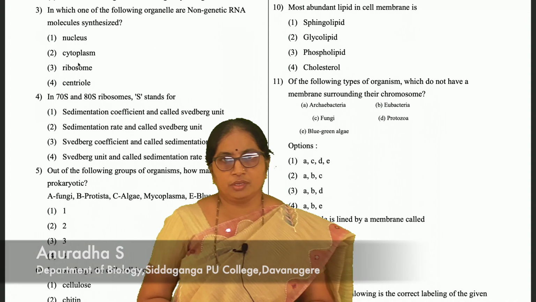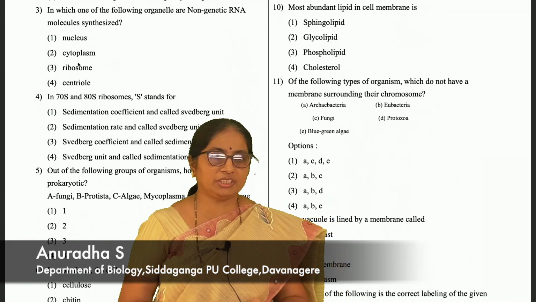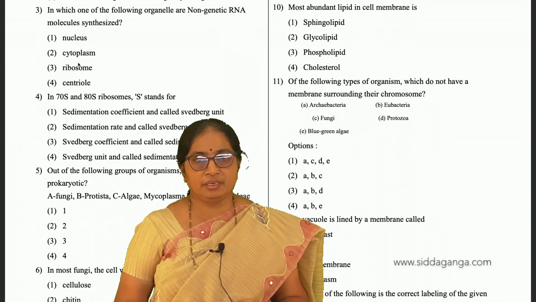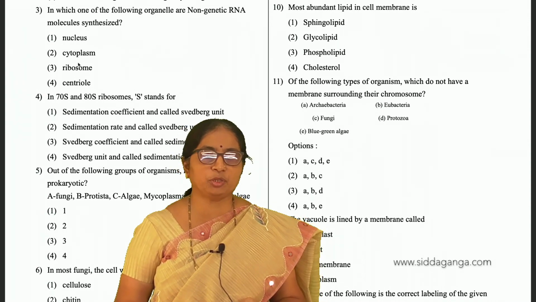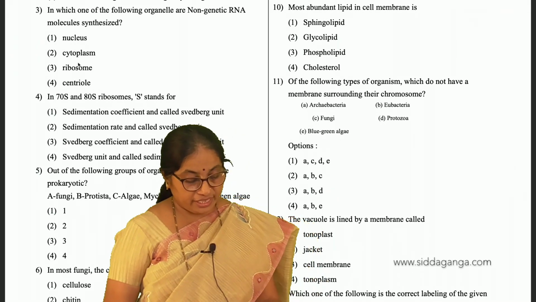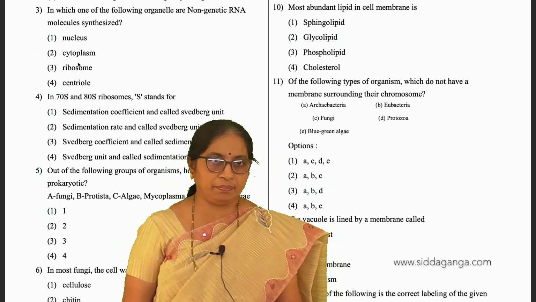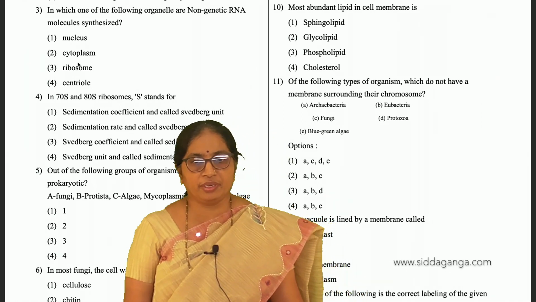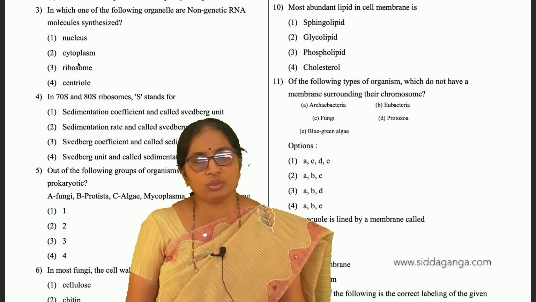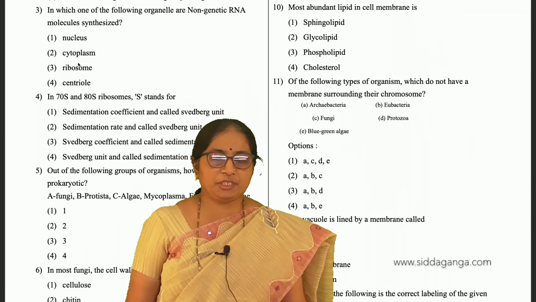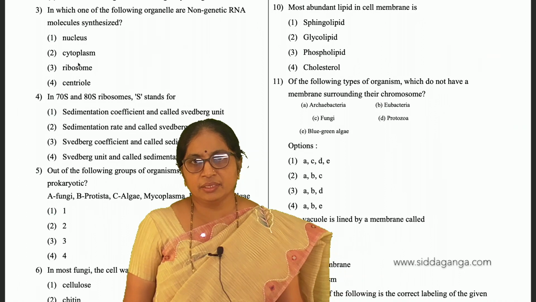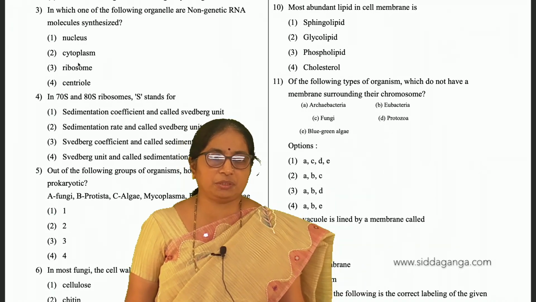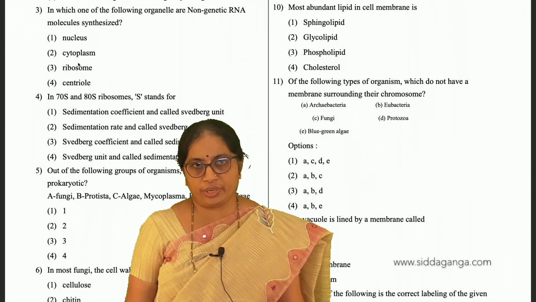Hello everyone. So this is my last video on the chapter Cell, the Unit of Life. In this video I am going to discuss certain multiple choice questions which may help you to tackle all the competitive exams like the KCET and the NEET. So to start with, the name of the chapter is the Cell, the Unit of Life. Here in this chapter we have studied all the cell organelles, the difference between the prokaryotic cell and the eukaryotic cell, and the various organelles and their functions present in both prokaryotic and eukaryotic cells.